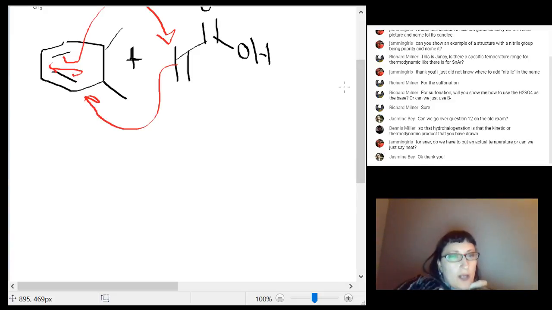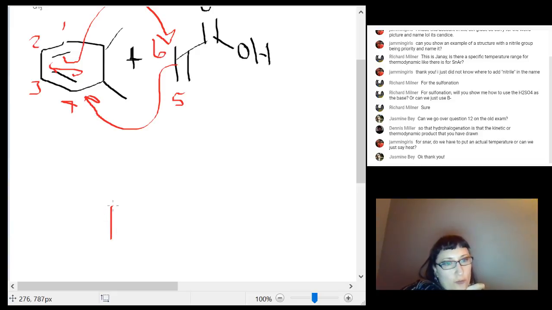And so now I would have, and again it's helpful if you go through and number everything. So those would be the 6 carbons that are part of your ring. So 6 carbons.